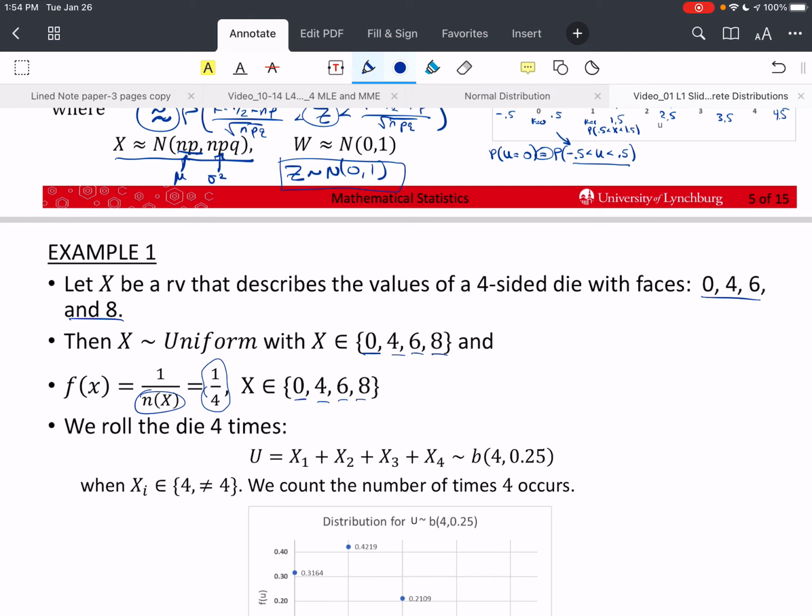Now, we're going to roll the die 4 times, and we're interested in the number of times that the 4 occurs, okay?